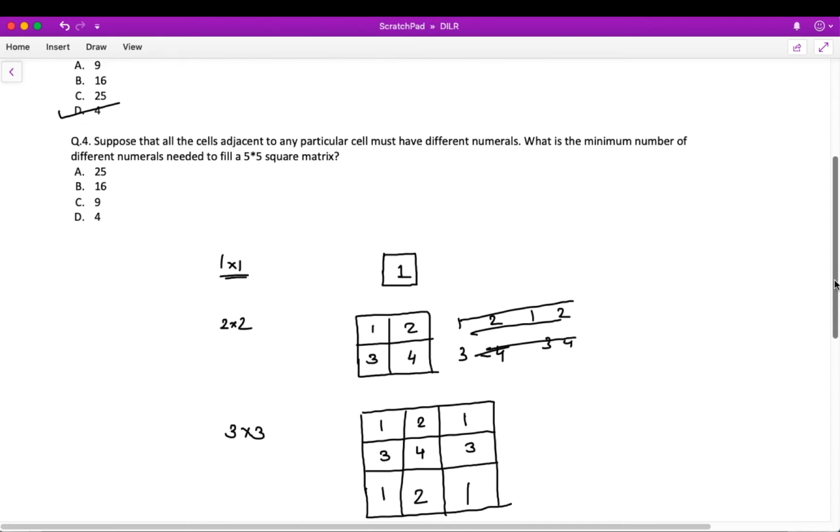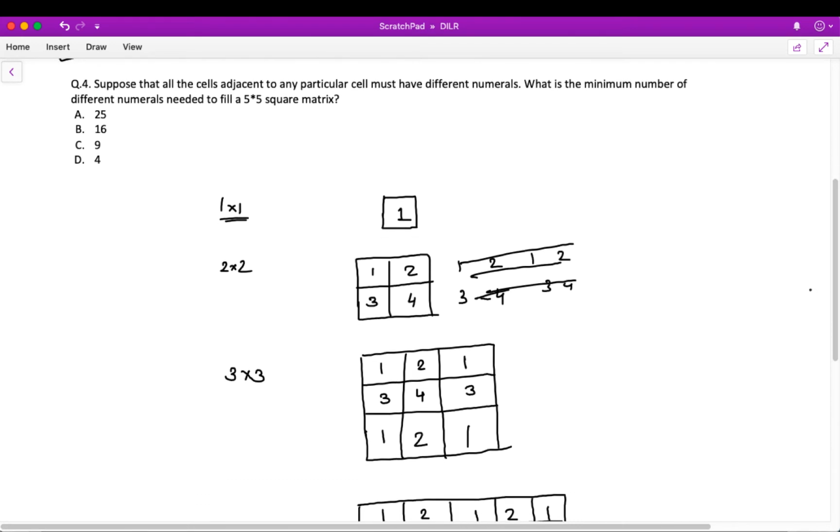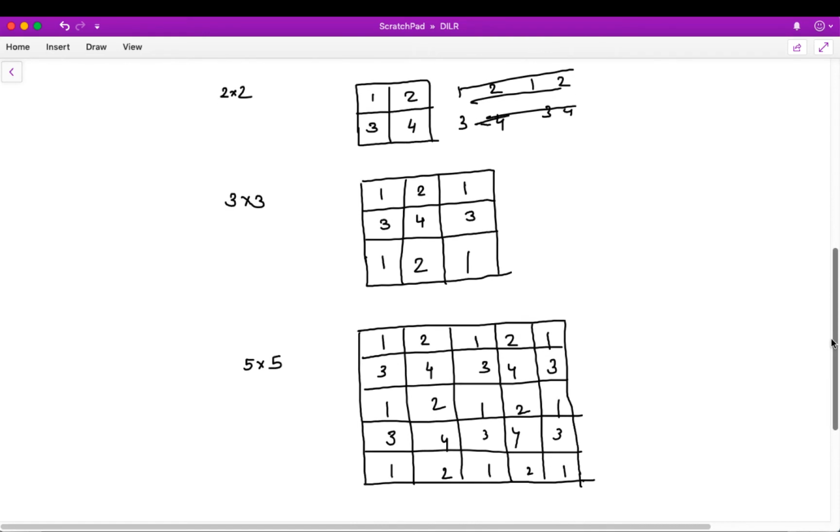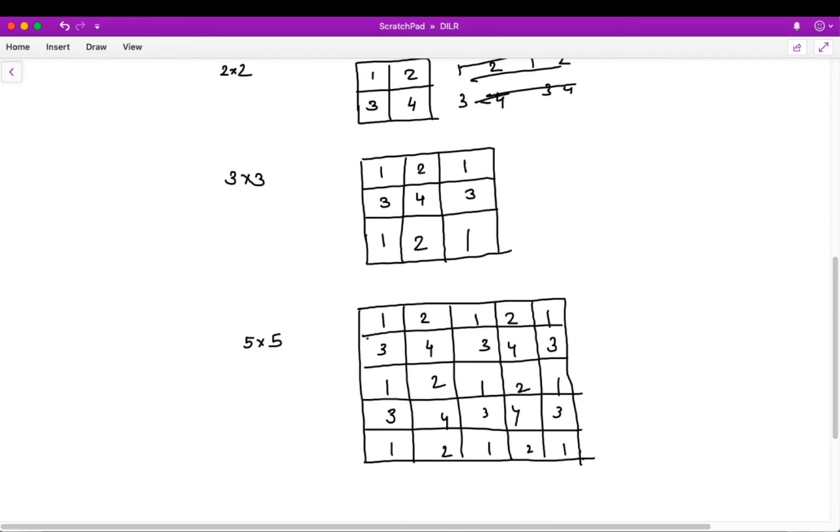Finally, the last one. Suppose that all the cells adjacent to a particular cell must have different numerals. So what is the minimum number of different numerals you need to fill up a 5x5 matrix? So the same thing, but slight variation is that, so for example, this 4 has a 1 over here, 1 over here, 1 over here, and 1 over here. But now it can have only 1, 1, right? So these values have to change.